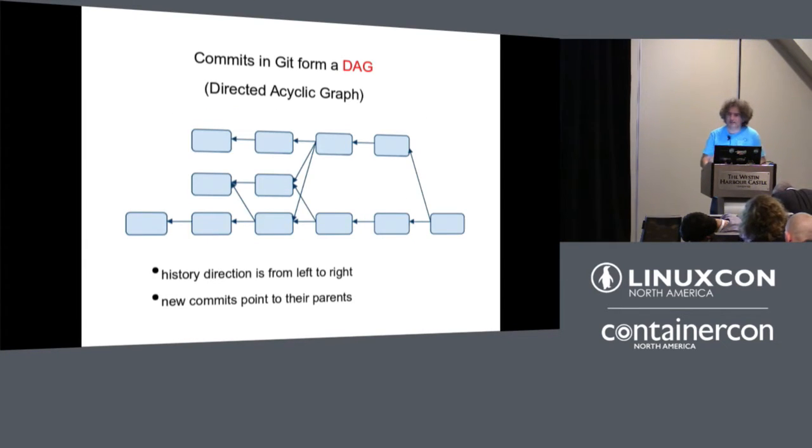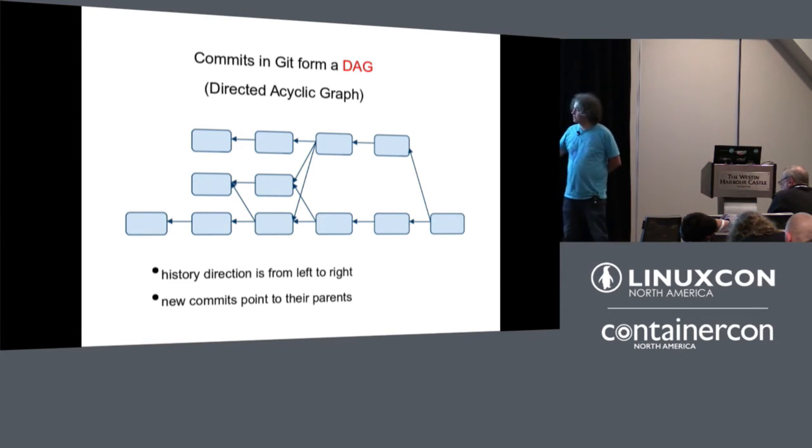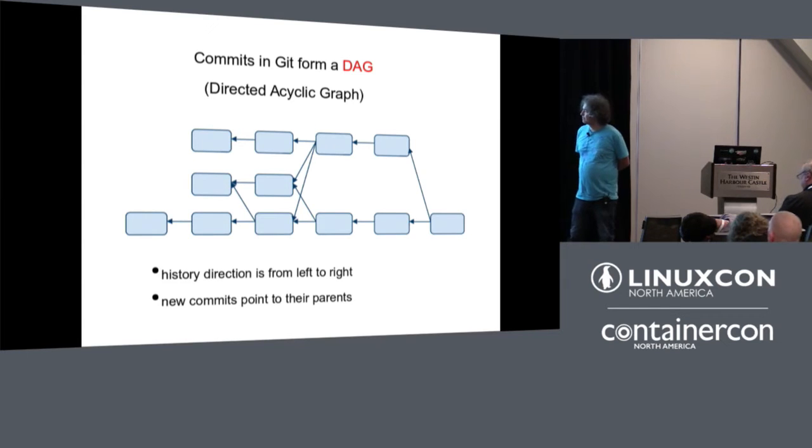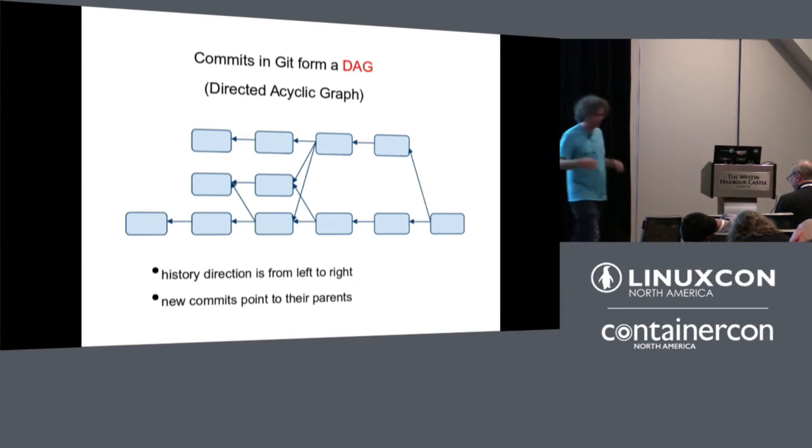Now let's have a look at git bisect. As you know, Git commits form a directed acyclic graph. So that can be shown like this. The history direction is from left to right, so commits are pointing to their parents. And you can see that some of them have many parents because they are merge commits.